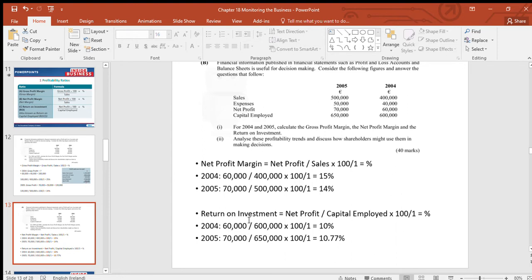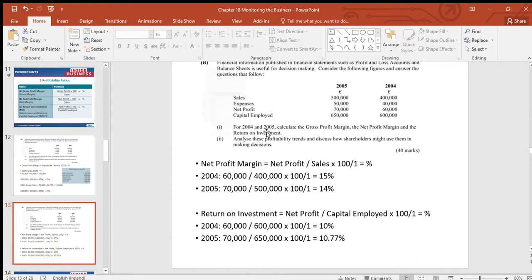Return on investment, again, they gave you all the figures here, nice and easy. Net profit divided by capital employed. Net profit 60,000, capital employed 600,000. Therefore, 10% was my answer for 2004. Net profit 70,000, capital employed 650. It was 10.769. I'd always round up to 2 decimal places, regardless of whether they tell you to do that or not, which they didn't. So your answer here would be 10.77%.